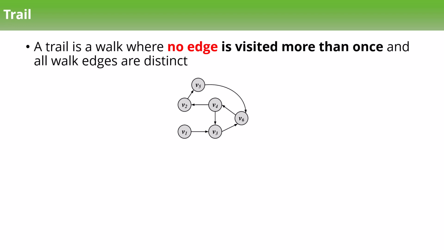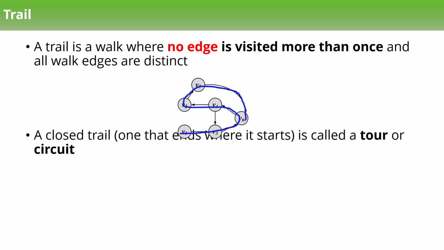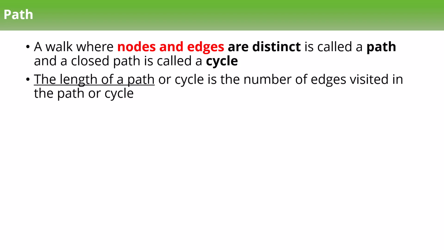So the next one is trail. A trail is slightly stricter. Edges cannot be repeated. Nodes may repeat. Imagine delivering parcels. You never travel through the same road twice, although you may revisit a city. That is called a trail. So these are our vertices V1 to V6. We are moving from V1 to V6, but we are not repeating the edges. This is the trail. A closed trail is called a tour or circuit.